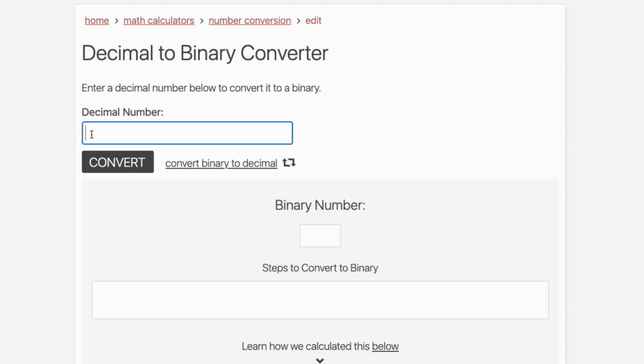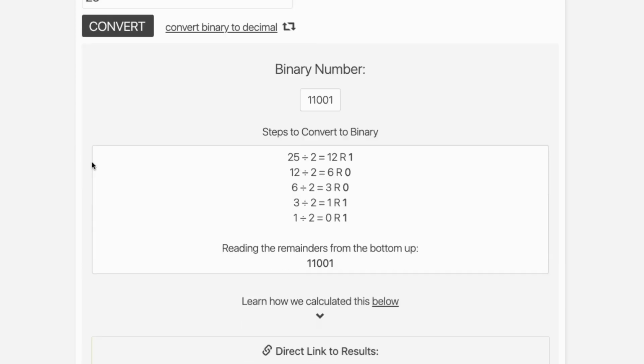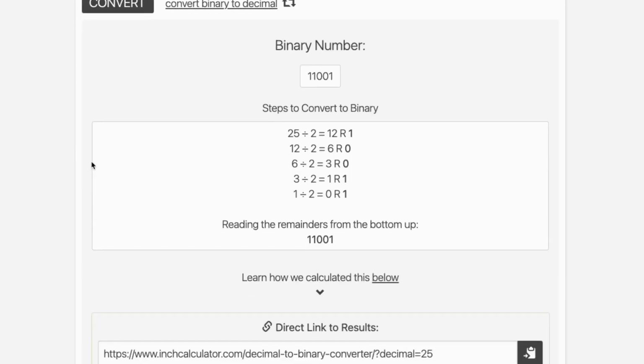You can do this conversion using our decimal to binary number calculator. The calculator shows each step, so you can see exactly how we did it, and it makes it much easier to solve larger problems with no long division required. I'll add a link to that in the description below. And that's how you convert decimal numbers to binary.